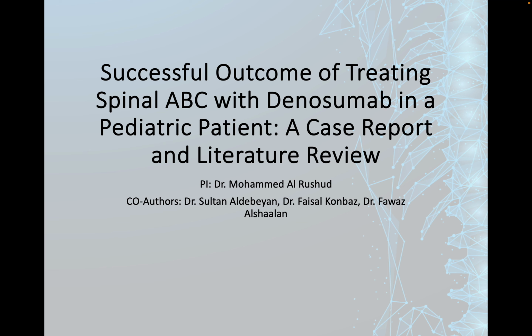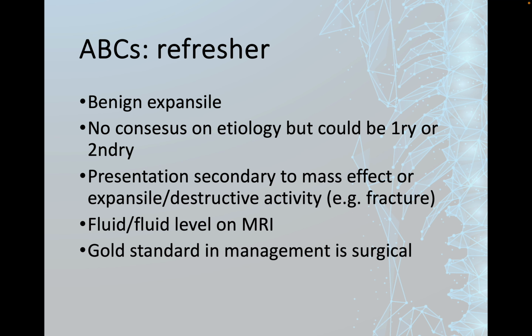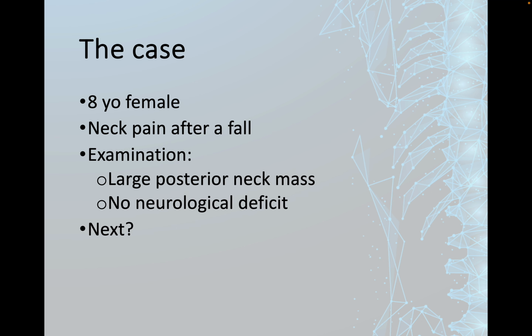Today I'm presenting a case report and literature review of a pediatric patient with spinal ABC that was treated successfully with Denosumab. A quick refresher regarding aneurysmal bone cysts. They are benign expansile lesions with unknown etiology. They usually present secondary to mass effect or expansile destructive activities. Their characteristic finding on imaging is a fluid level on MRI. The gold standard of management is surgical resection.